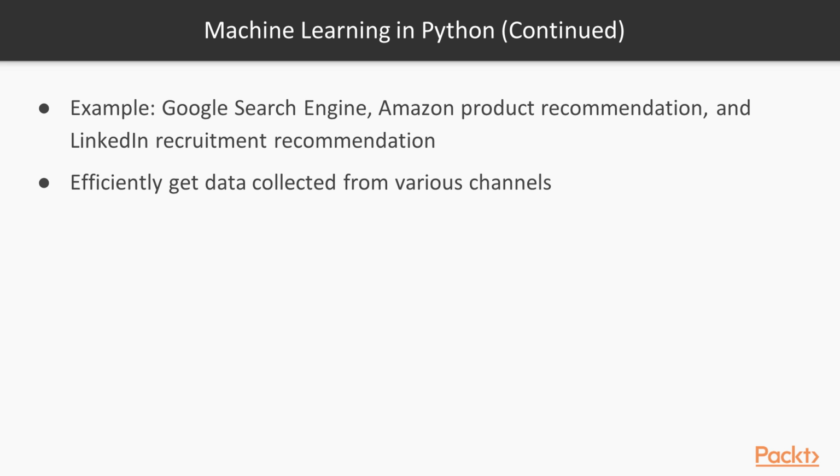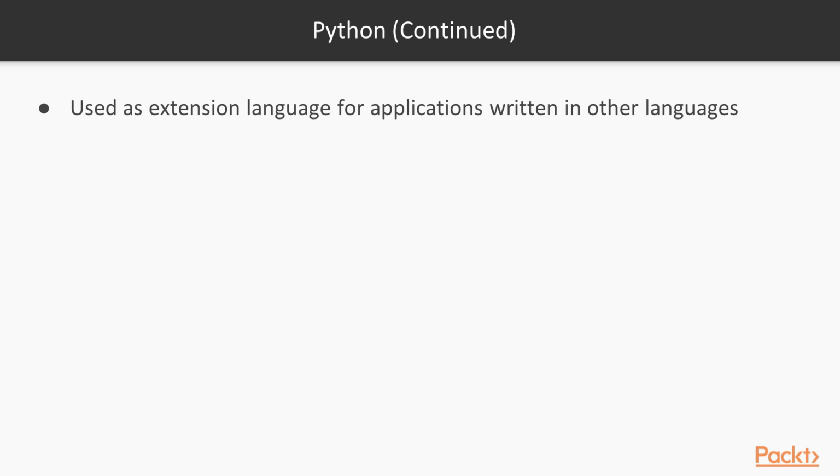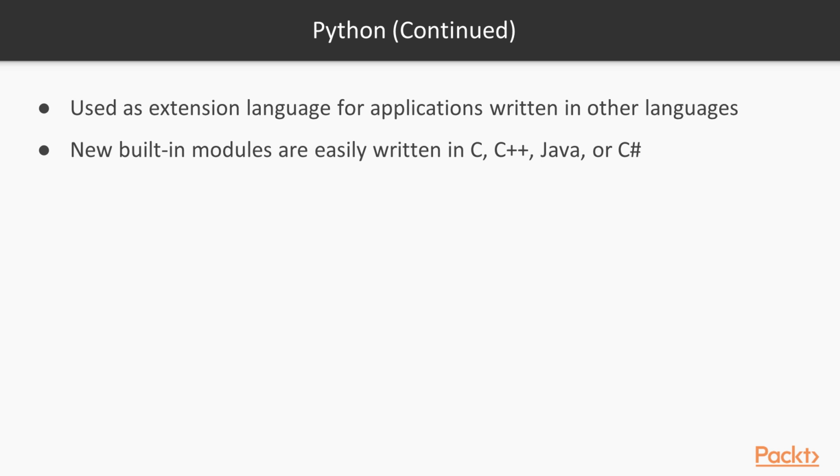They're efficiently utilizing data collected from various channels, which helps them get a bigger picture of what they are doing and what they should do. So Python, for example, is also usable as an extension language for applications written in other languages that need easy-to-use scripting automation interfaces. There are interfaces to many system calls and libraries, as well as to various windowing systems. New built-in modules are easily written in C or C# or other languages depending on the chosen implementation.